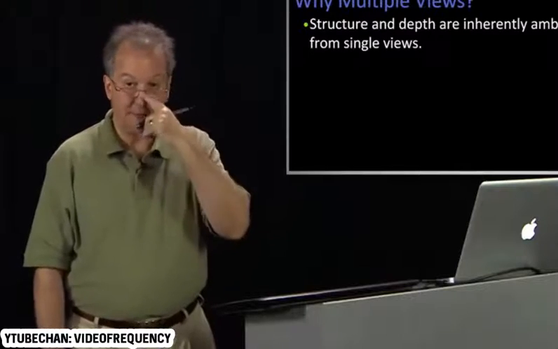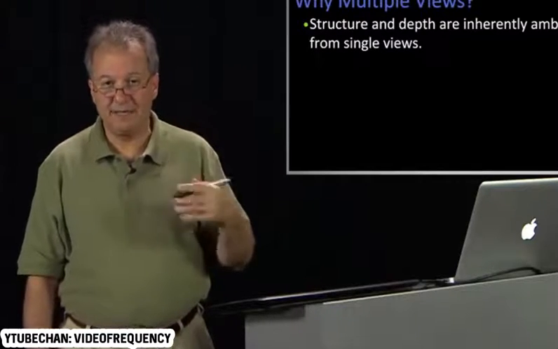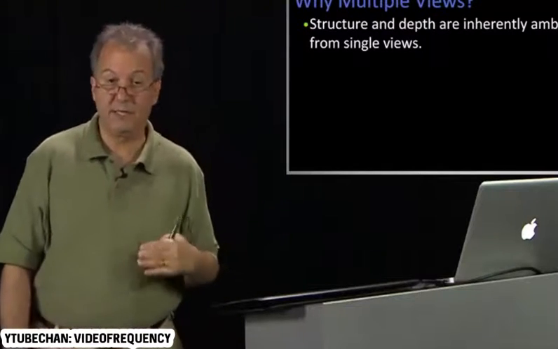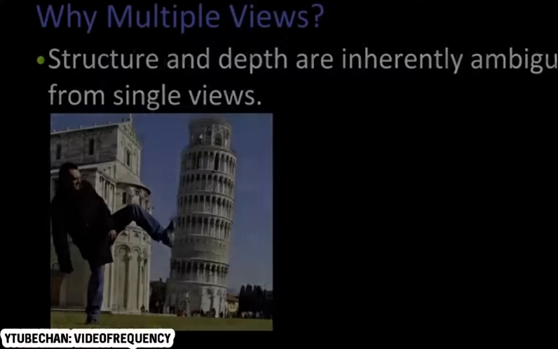And this notion of how images relate and how they relate to the scene, that's what we're going to be focusing on. So the first question to ask is, well, why multiple views? Obviously, structure and depth are fundamentally, inherently ambiguous from a single view. Remember, we're projecting from 3D to 2D. When we do that, we lose information.